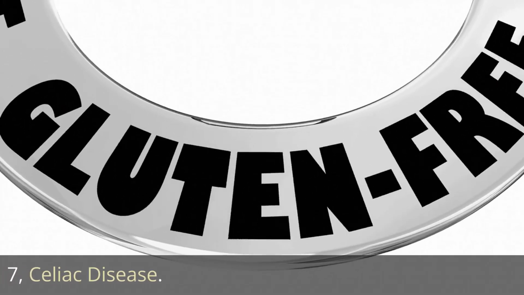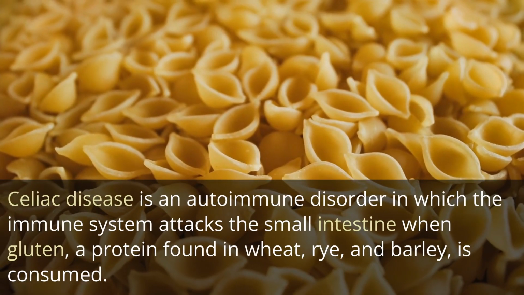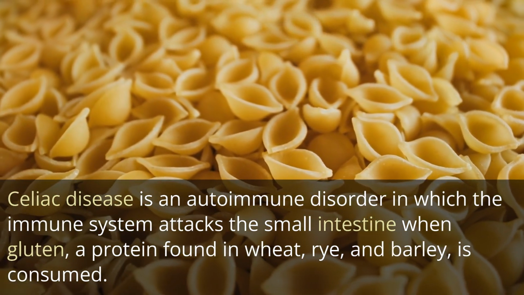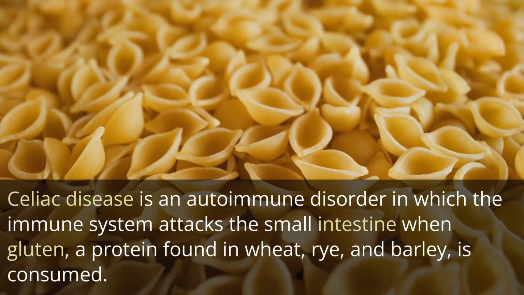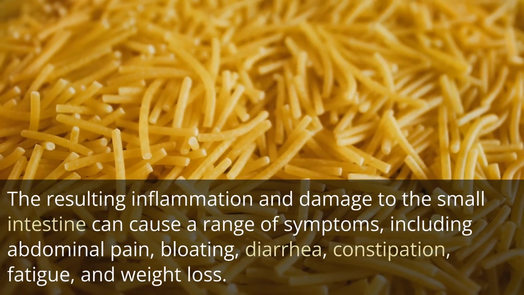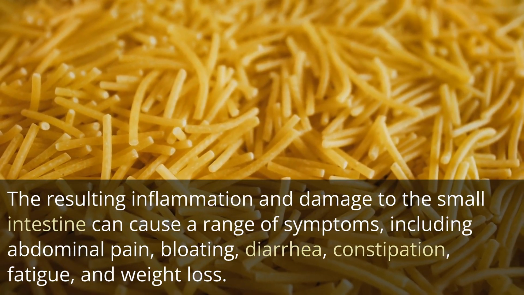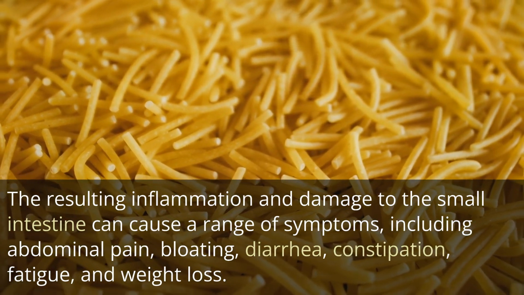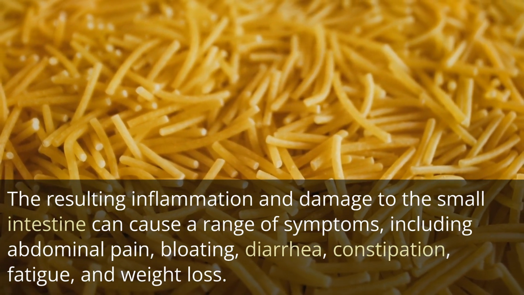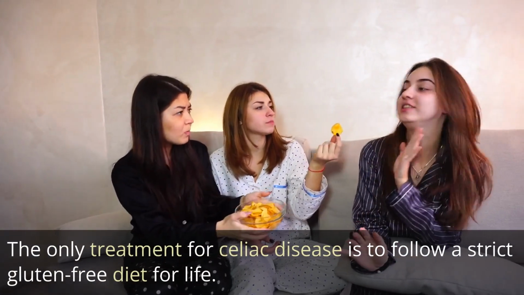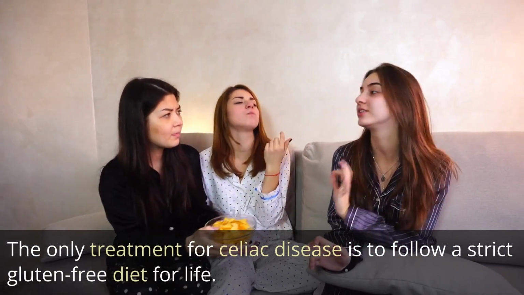7. Celiac disease. Celiac disease is an autoimmune disorder in which the immune system attacks the small intestine when gluten, a protein found in wheat, rye, and barley, is consumed. The resulting inflammation and damage to the small intestine can cause a range of symptoms, including abdominal pain, bloating, diarrhea, constipation, fatigue, and weight loss. The only treatment for celiac disease is to follow a strict gluten-free diet for life.